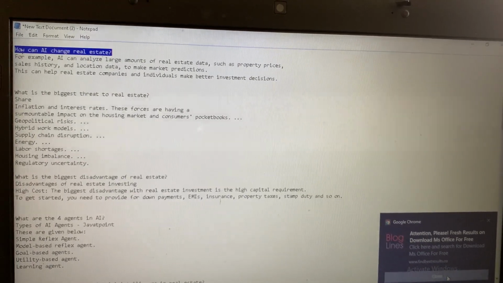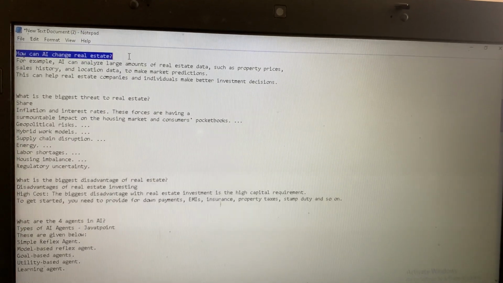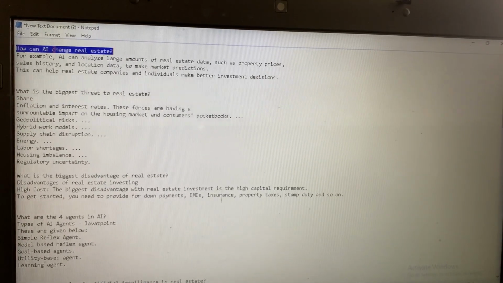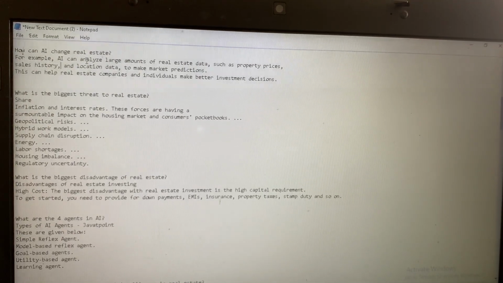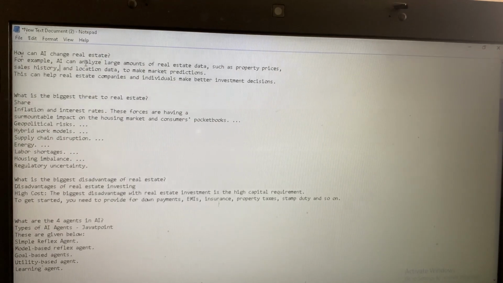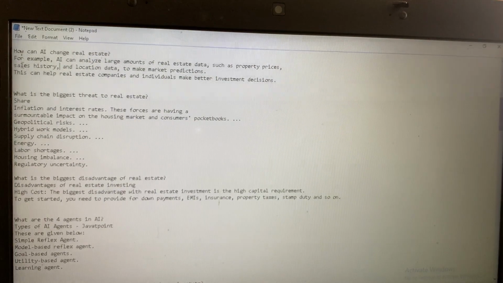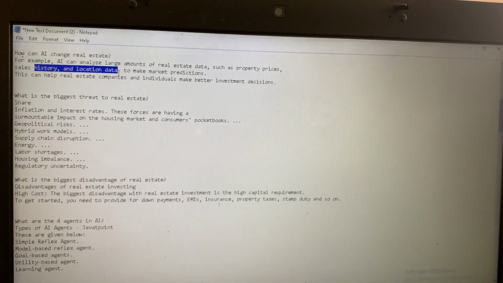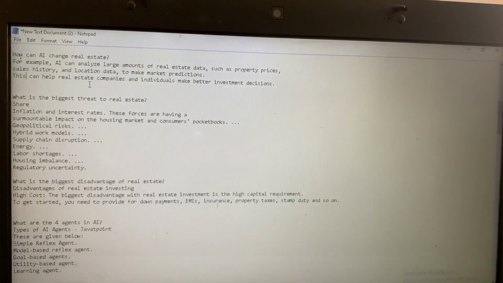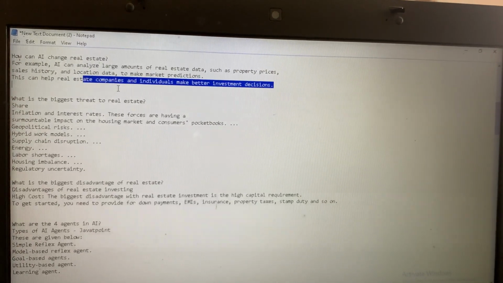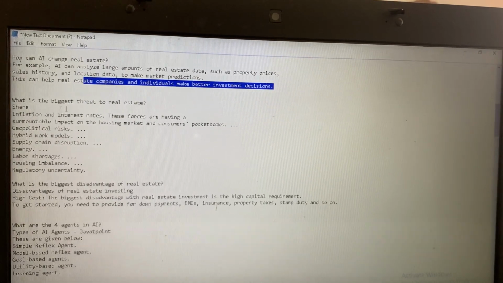Today we will discuss the different topics of real estate. First of all, how can artificial intelligence change real estate? For example, artificial intelligence can analyze large amounts of real estate data such as property prices, sale history and location data to make market predictions. This can help real estate companies and individuals make better investment decisions.